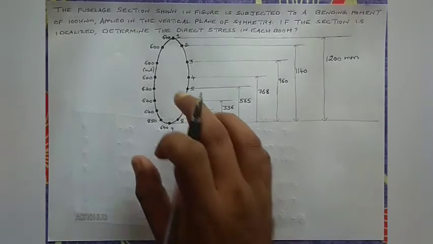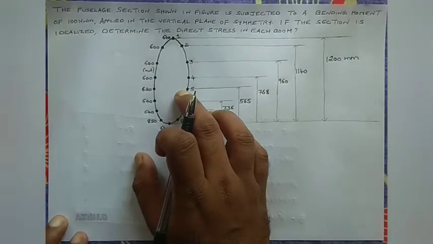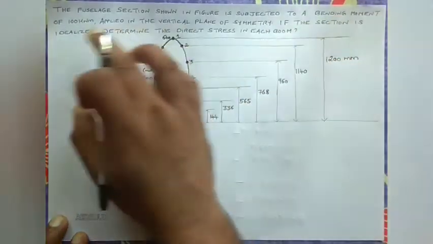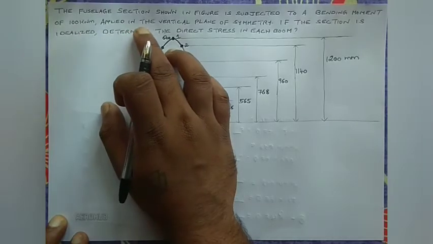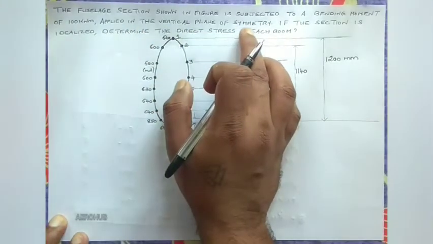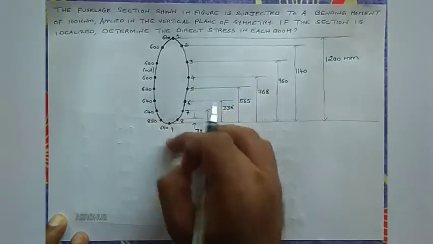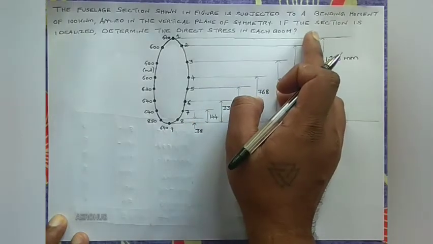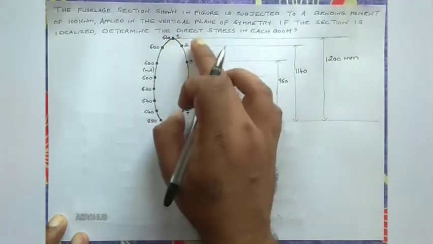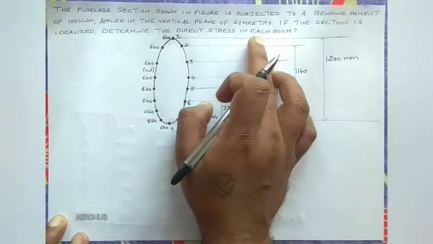You can see in this question we have a fuselage section which is subjected to a bending moment of 100 kilonewton meter applied in the vertical plane of symmetry. So this structure has a plane of symmetry along the vertical axis. So we can understand that the value of product moment of inertia will be 0 and the section is idealized, and we have to calculate the bending stress acting on each and every boom.